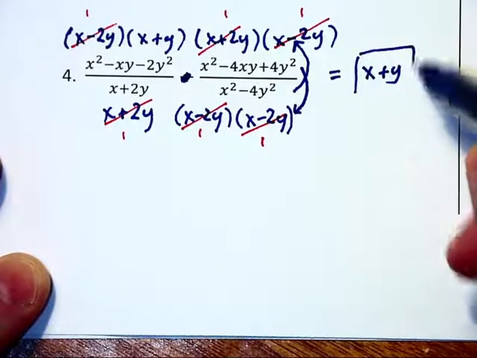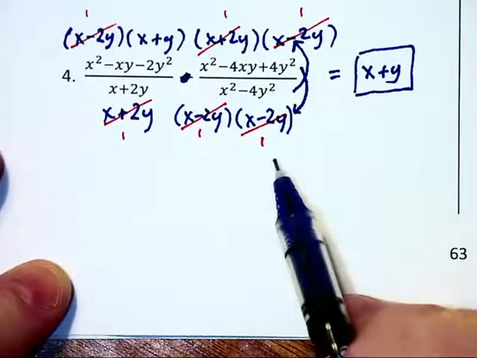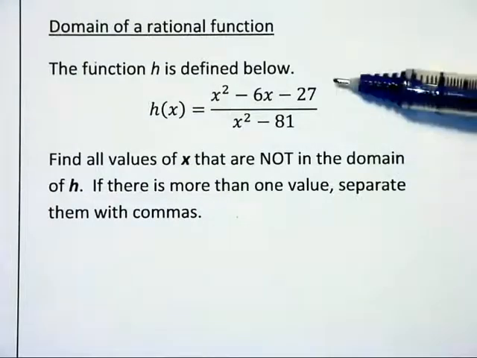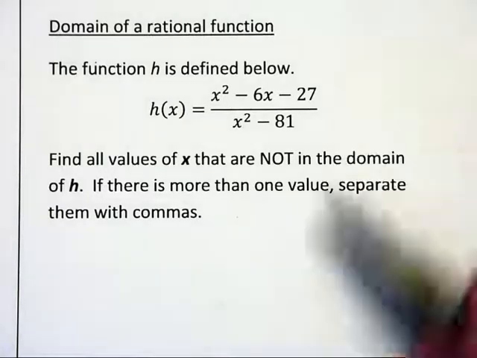Now, had everything canceled out, our solution would not have been 0, the solution would have been 1. When we are looking at rational functions, it's okay if the numerator is equal to 0, it's the denominator we have to be careful of.